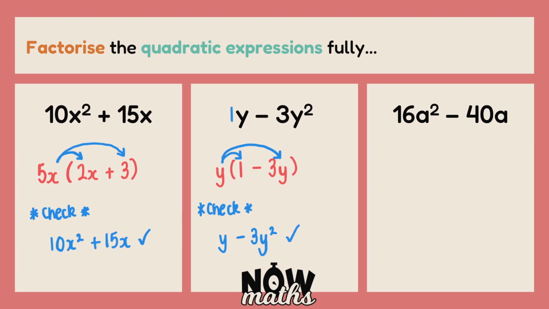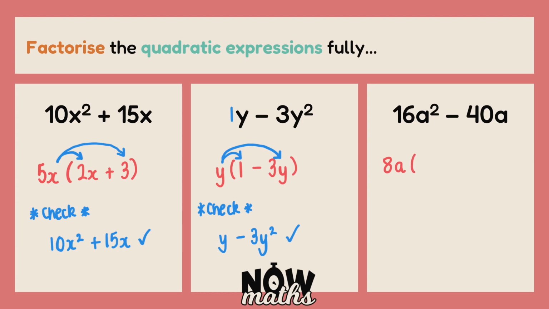Now looking at our final question, we have 16a squared subtract 40a. Looking at just the numbers first, 16 and 40 have lots of common factors, so they have a common factor of 1, 2, 4 and 8. Since 8 is the highest common factor, we're going to take 8 to the front of our brackets. We can also see that we've got an a squared and an a, which have a highest common factor of a. So we take 8a to the front of our bracket as our highest common factor.